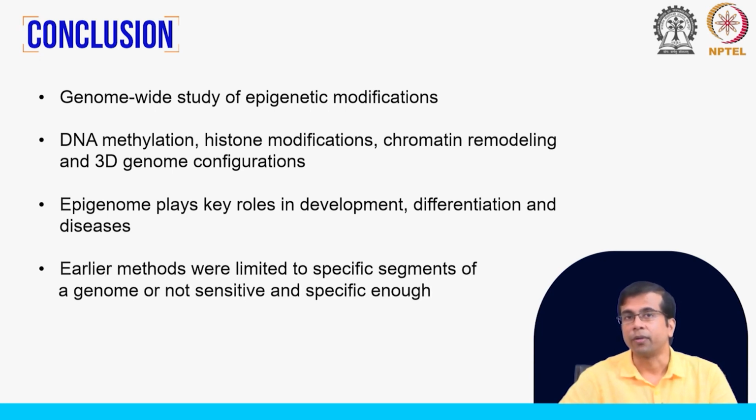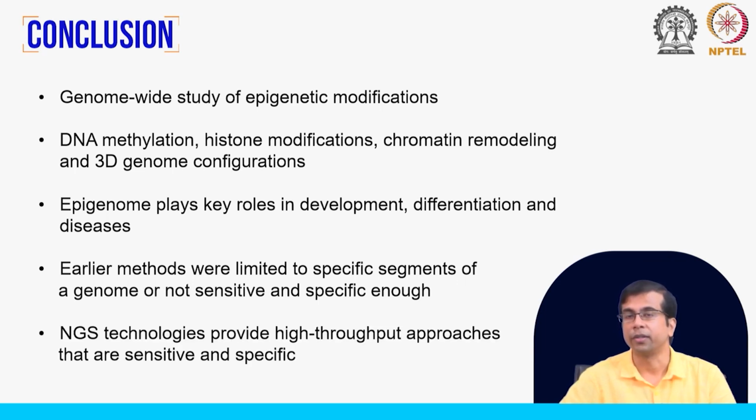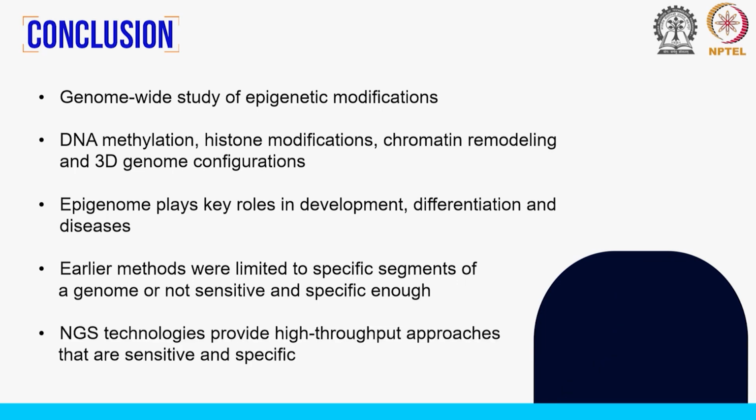And earlier methods for epigenetic studies were limited to specific segments. If you talk about Sanger sequencing or amplification based methods, they are limited to only small segments of the genome and not sensitive and specific enough. If you took microarray, we know the limitations of microarray methods, and this is where NGS technologies provide high throughput approaches, and these methods are sensitive and specific. So, in the subsequent classes we will see application of NGS methods for detection of these different types of epigenetic modifications at the genome wide scale.